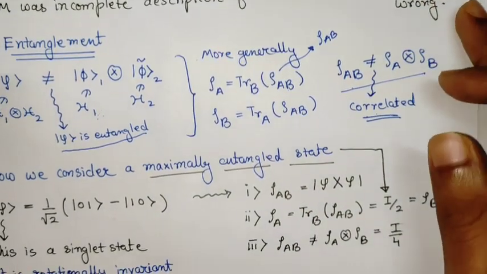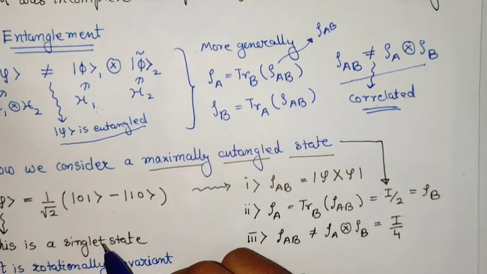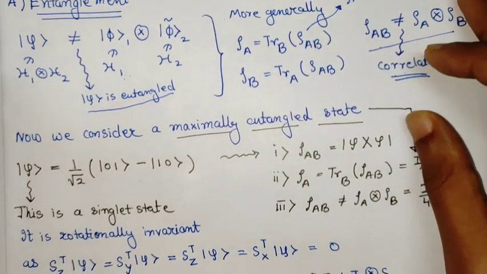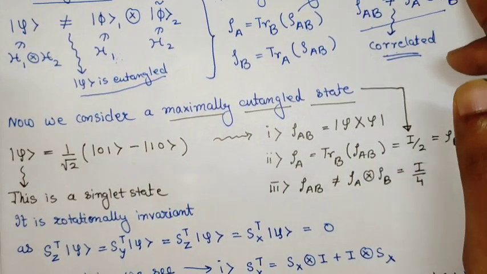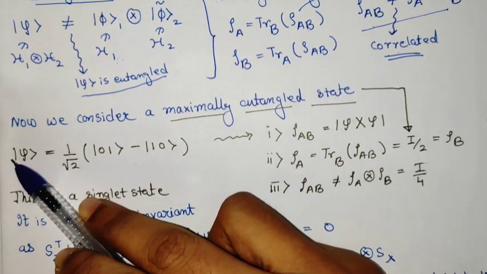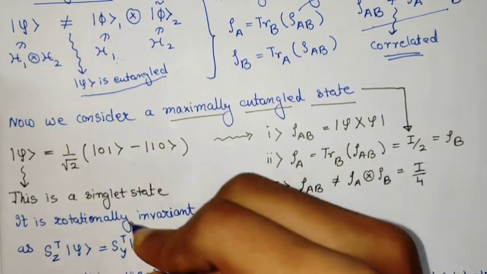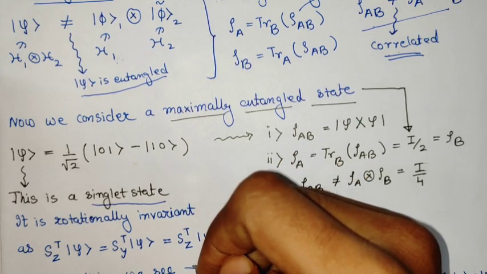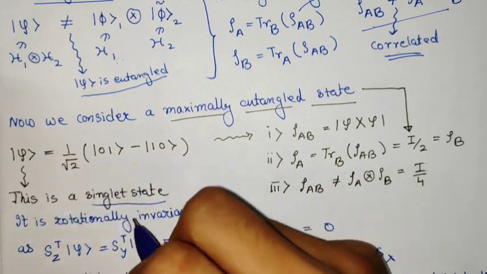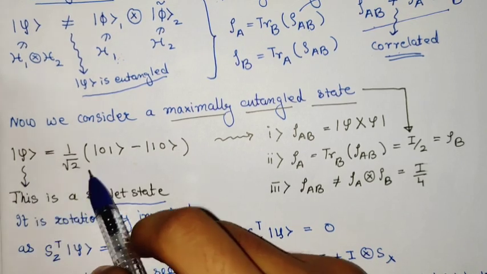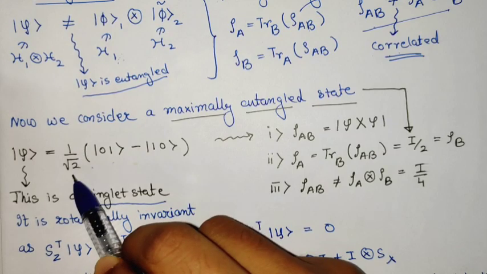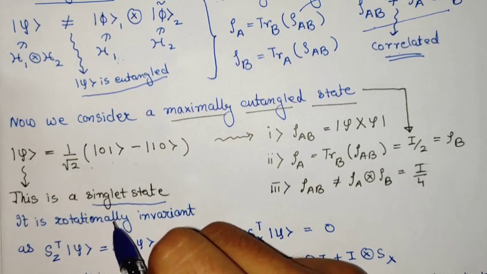Now with this we move on to understanding what is called a maximally entangled state. Particularly, throughout the entire discussion on Bell inequalities, this state, which will be called a singlet Bell state, will play an important role, and this will be the only entangled state we will be discussing. So this is a Bell state. There are 4 Bell states. This is one of those.